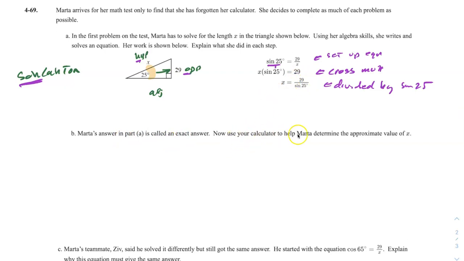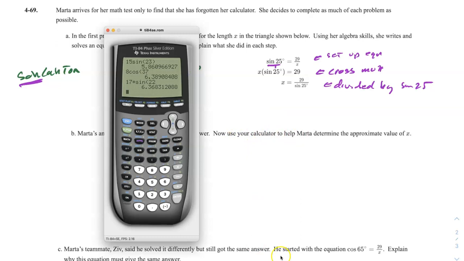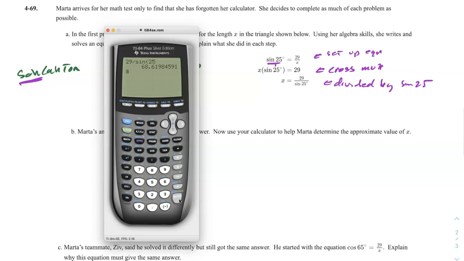Now you can use your calculator to help Marta determine the approximate value. So if I want to do it with our calculator, we can do that. 29 divided by sine of 25. You get approximately that. And this is what I talked about before. When I do an approximation, I use little squiggly lines to let people know it's an approximation, not the exact answer. 68.62. So that's an approximation. Notice how this is an equal sign because it is an exact answer. They didn't have to round it at any point.